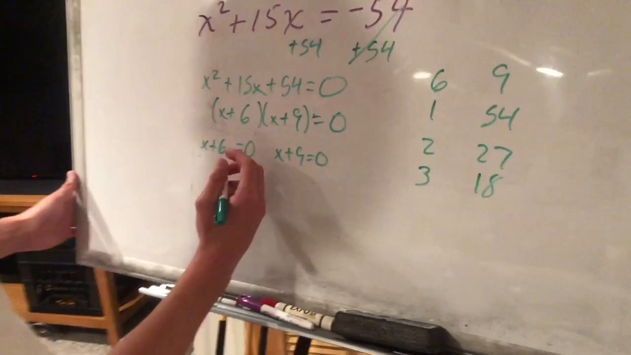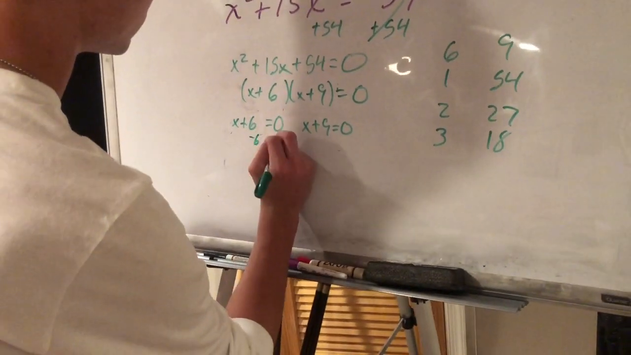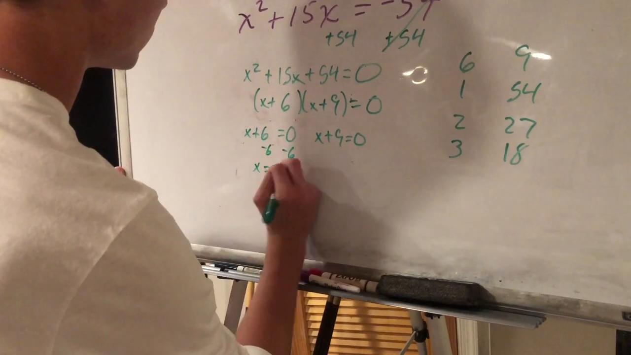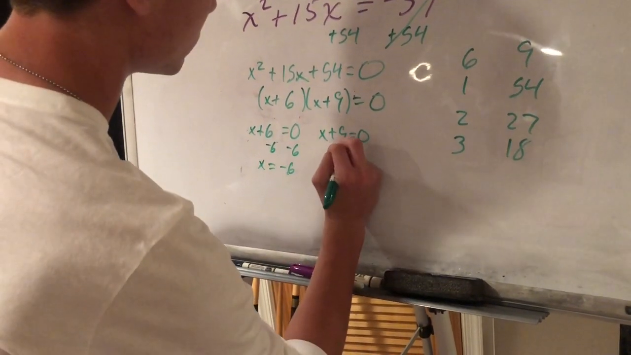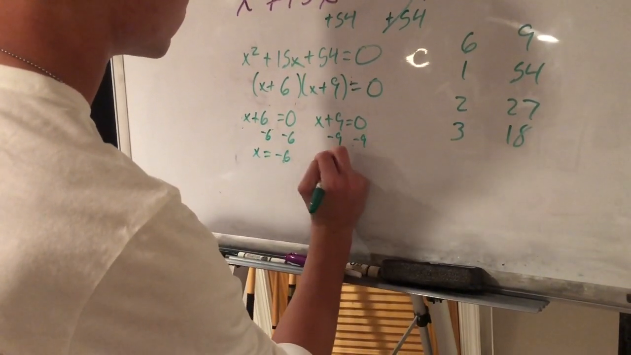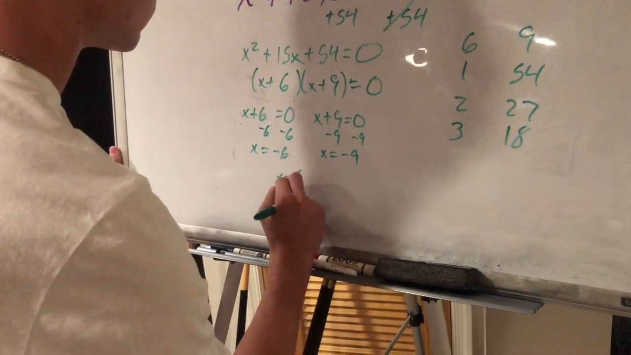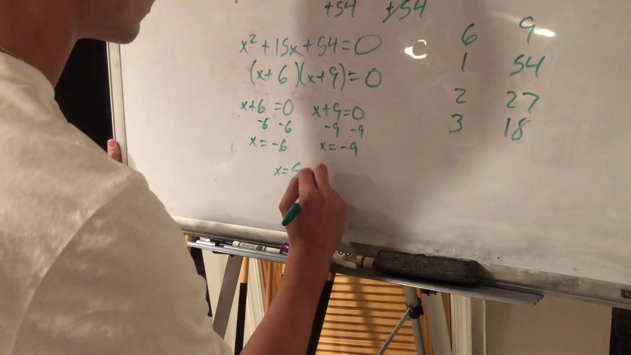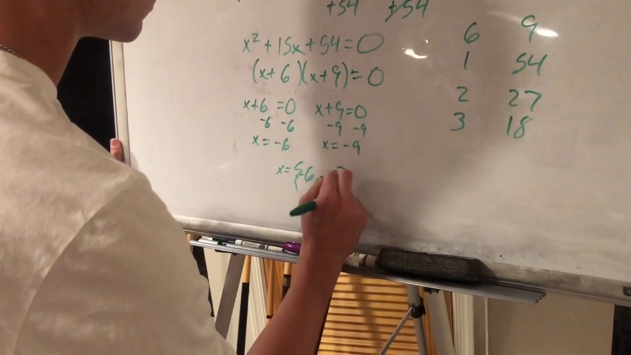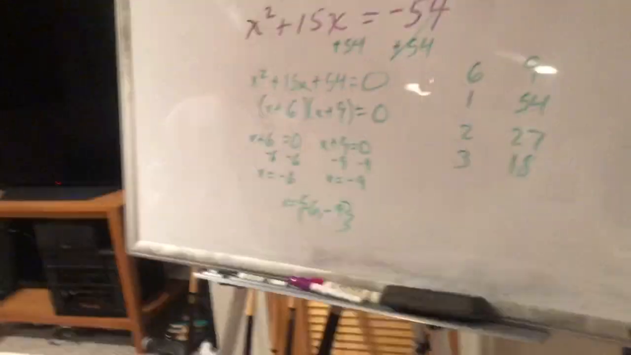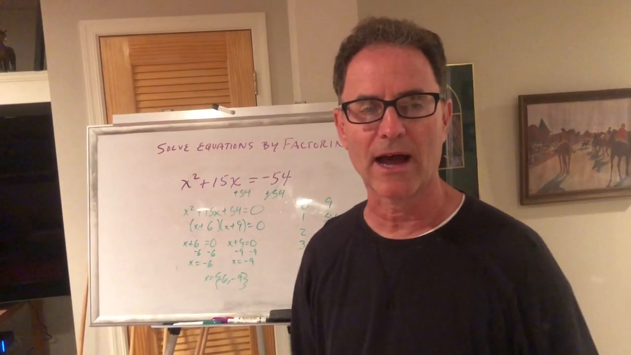So first he starts with x plus 6, subtract 6 from both sides, x equals negative 6. And then subtracting 9 from both sides, x equals negative 9. And our 2 answers, that set of answers, is negative 6 and negative 9. Okay, so that gets us started with factoring.